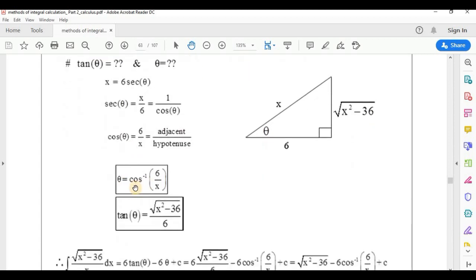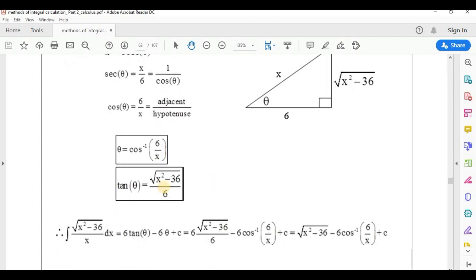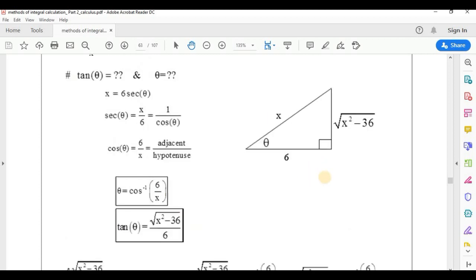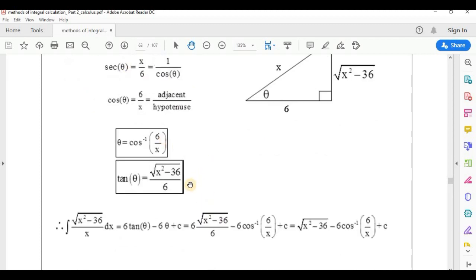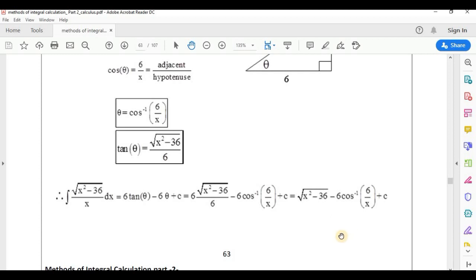So theta will be equal to inverse cosine of 6 divided by x, and tan theta will be equal to the square root of x squared minus 36, divided by 6. We get this value from the right triangle. We already found tan theta and we already found the angle theta. So we just substitute these values in the result of the integral to put the integral in terms of x, and it will be the final result of this integral. It is simple and easy.